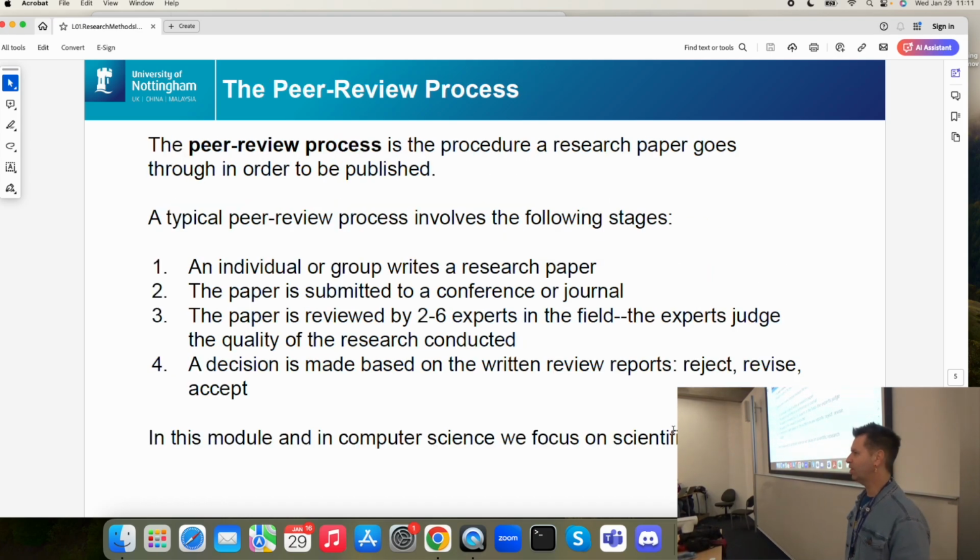So what is the peer review process? Has anybody heard of the peer review process before? Anybody ever heard of that? Peer review process? Raise your hand if you've heard of that before. Okay, a few people. Most of you have not heard that, so that's a good reason to be here, because now you're learning something new, right?